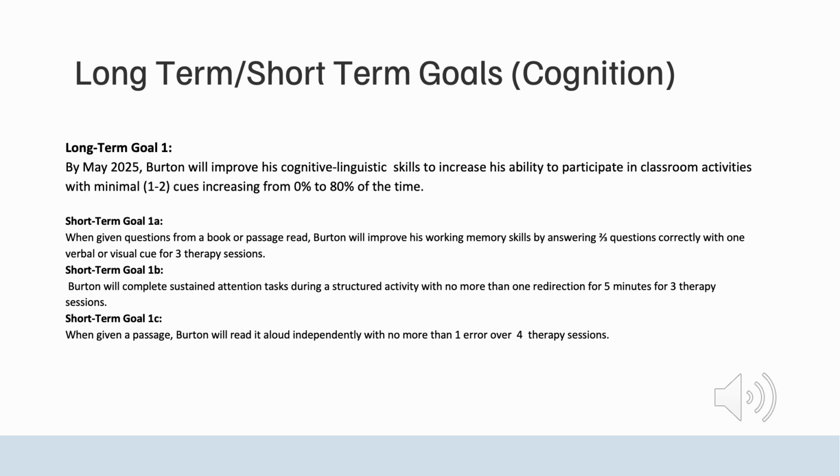The last goal is, when given a passage, Burton will read it aloud independently with no more than 1 error over 4 therapy sessions. All of these goals will help his cognition and are all aimed at classroom activities to help Burton get back to the classroom and be able to participate like all of his peers.